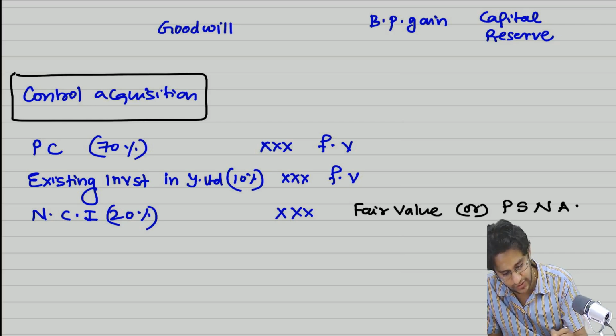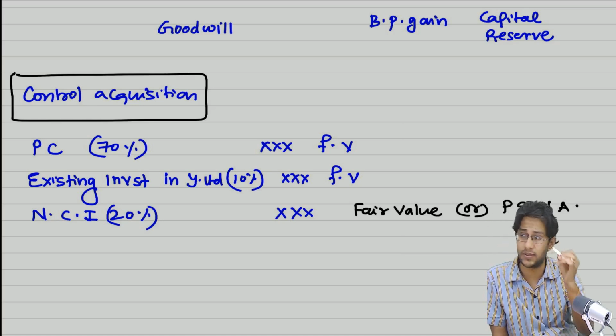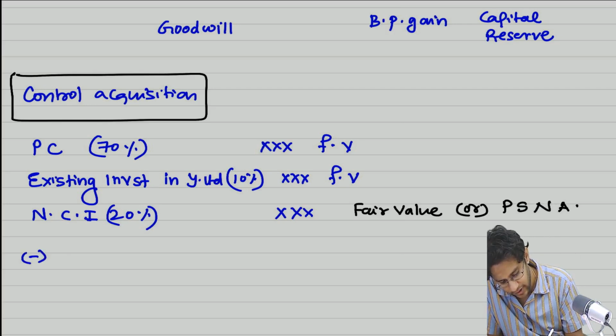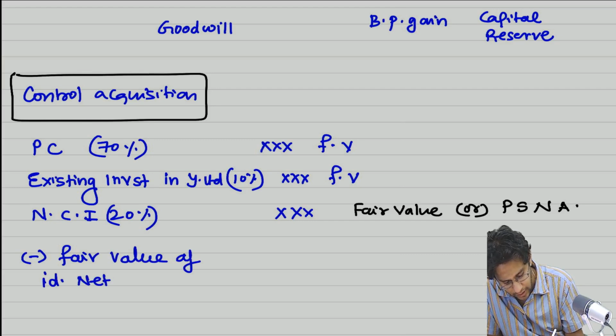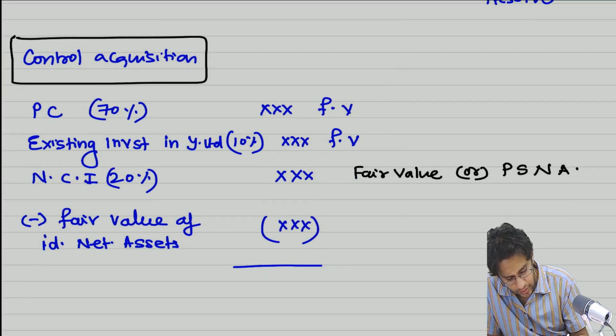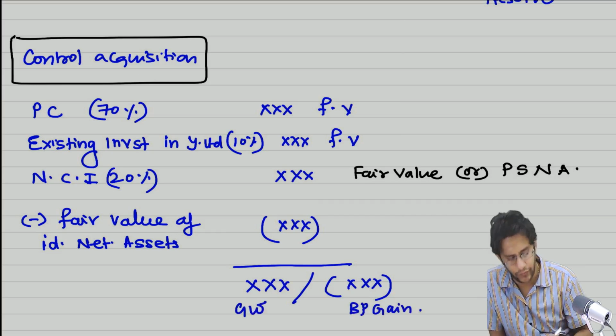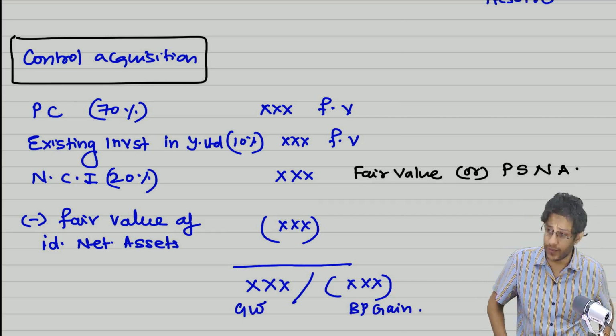Now proportionate share of net assets means, 70 plus 10 plus 20, total 100% shares' value you have identified. From this, deduct the fair value of identifiable net assets on acquisition date. The resulting number, positive or negative. Positive is goodwill, negative is a bargain purchase gain, which will be transferred and reflected as capital reserve ultimately.